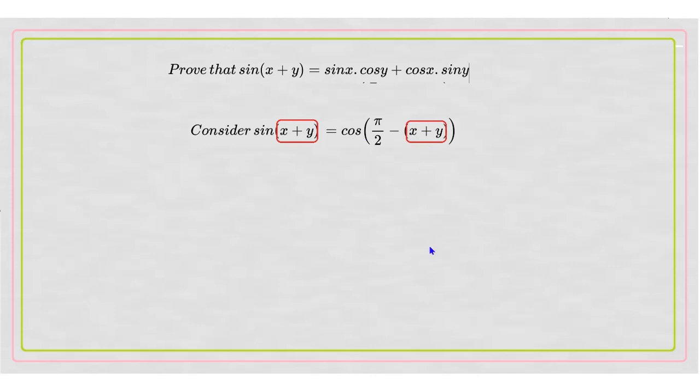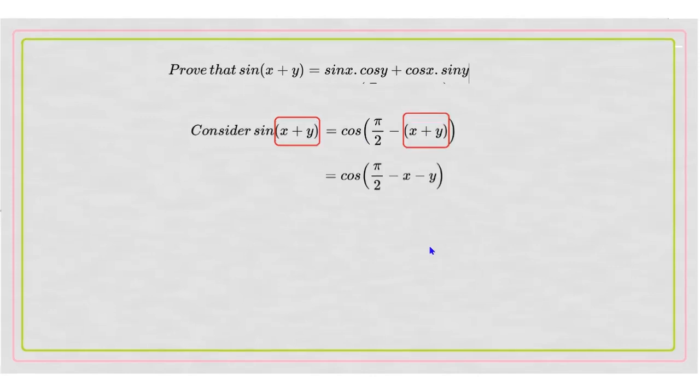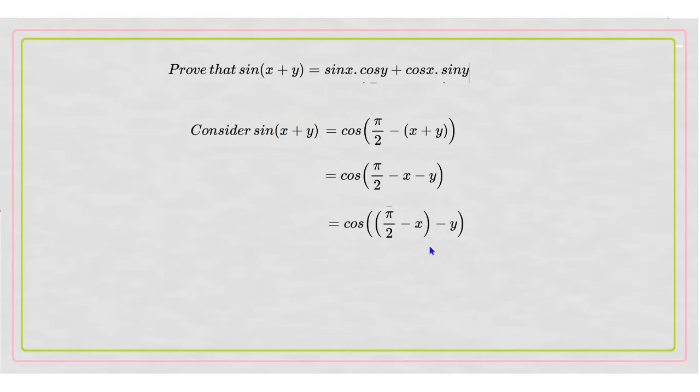And this can be written like this: cos of pi by 2 minus x minus y, just opening the bracket. And this we can group like this: cos of pi by 2 minus x, minus y.